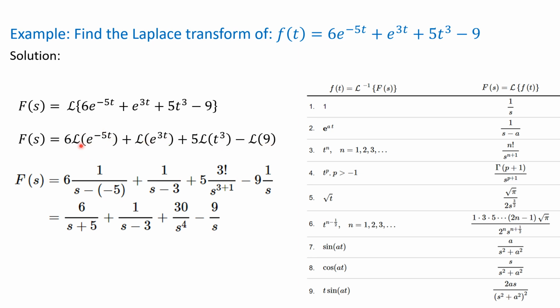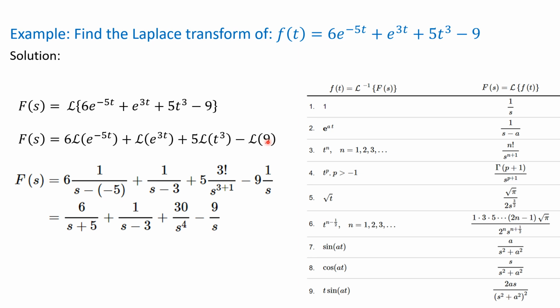Then we can simply use the table, because e to the minus 5t is 1 over s minus a, where in this case a is minus 5. So the 6 gets carried along, and 1 over s minus a, minus 5. Here we have a Laplace transform of e to the 3t, so in this case our a is 3. Now we have a t cubed, so we go down to this column here. t to the n is n factorial over s to the n plus 1, so that would be 3 factorial over s to the 3 plus 1.